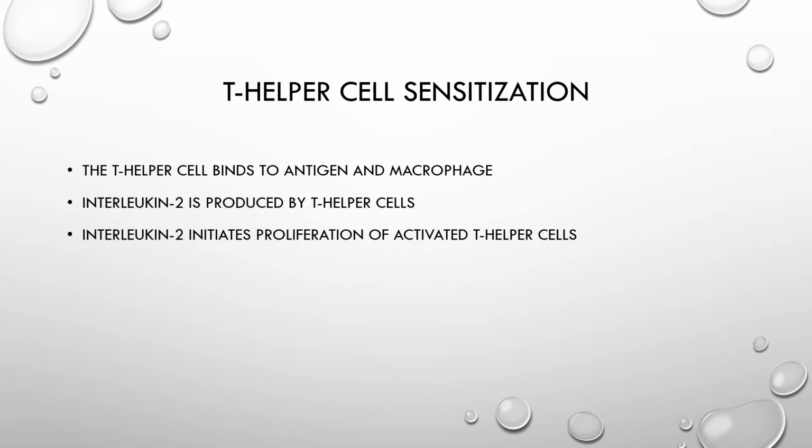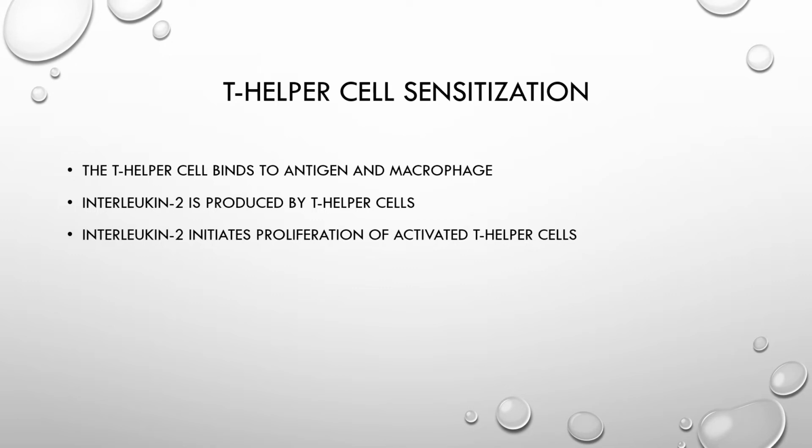Step 2 in the formation of antibody is called T helper cell sensitization. It is the role of T lymphocytes that provide help for antibody production by B cells. The T helper cell binds to the antigen in the macrophage, and this stimulates the production of lymphokines. One lymphokine that is quite important is interleukin-2, which is also known as T cell growth factor.